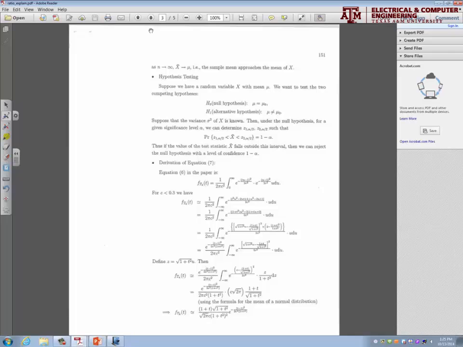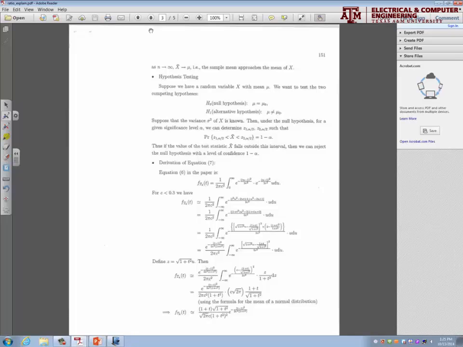Now, if you actually calculate the sample mean and it doesn't lie between z1 alpha over 2 and z2 alpha over 2, what does that mean? That means something is wrong, that your assumption is wrong. So that's when you would reject the null hypothesis. If the value of the test statistic falls outside this interval, then you reject the null hypothesis with a level of confidence 1 minus alpha, with 95% confidence. That's what is typically done in hypothesis testing.